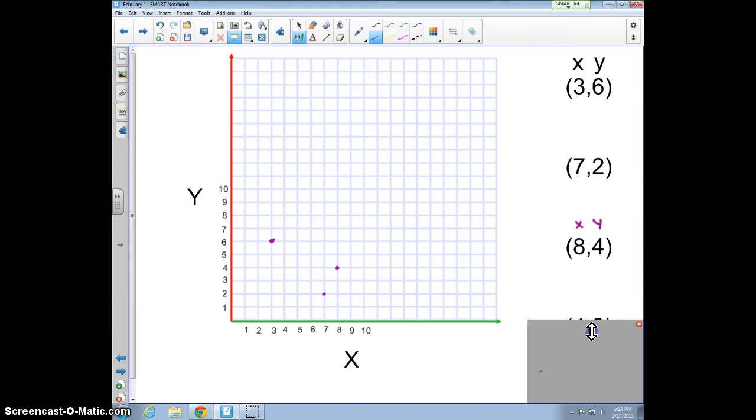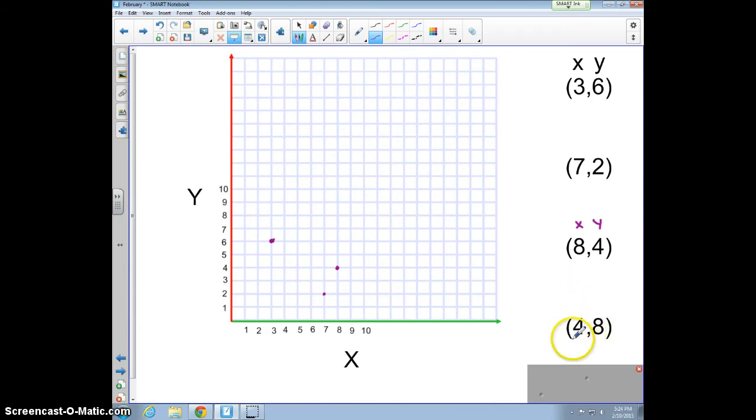And the last one is 4, 8. Looks pretty similar, right? 8, 4, 4, 8. So would this be different, or would this be the same? Okay, so let's look at it.